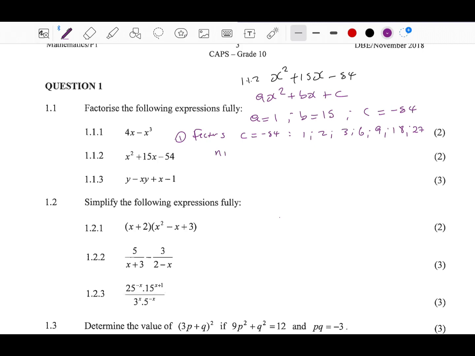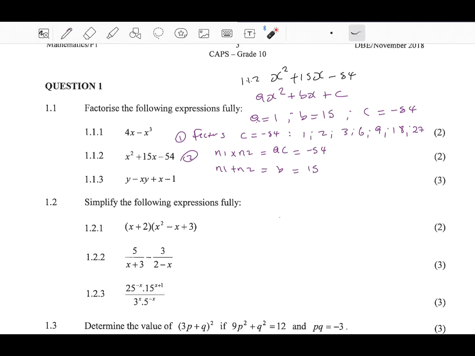So you have number 1 and number 2. If you multiply these two numbers, they should give you a times c. This is our a, this is our c. In this case, 1 times negative 54 is negative 54. And then if you add these two numbers, they should give you b, which in this case is 15. So that's the second thing to do. Identify these two numbers: if you multiply them, you should get negative 54, and if you add them, you should get 15.